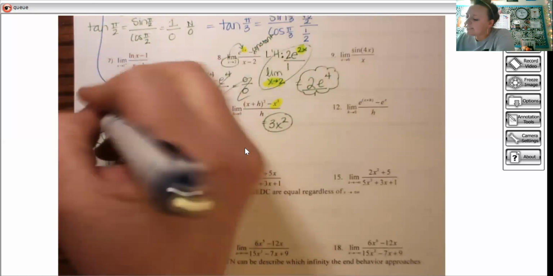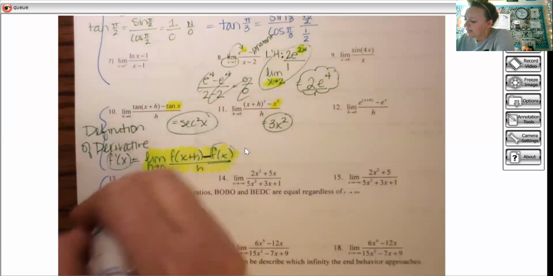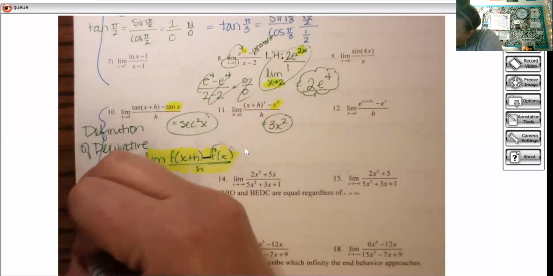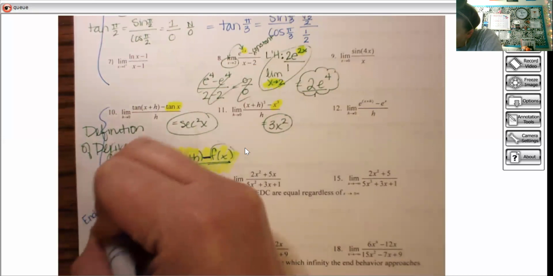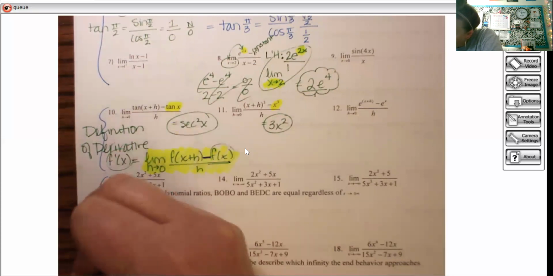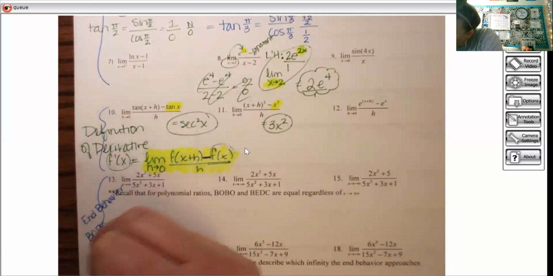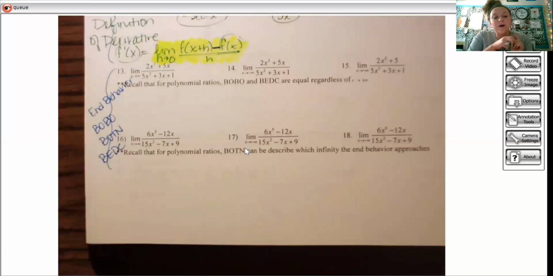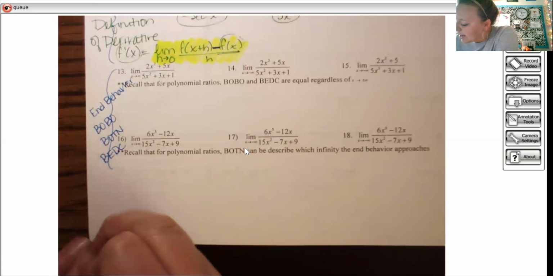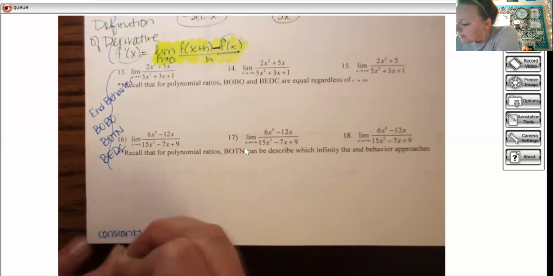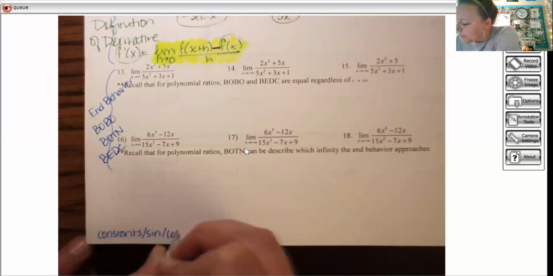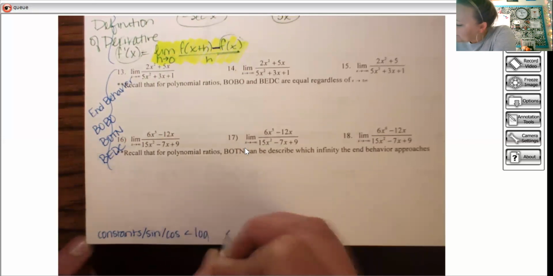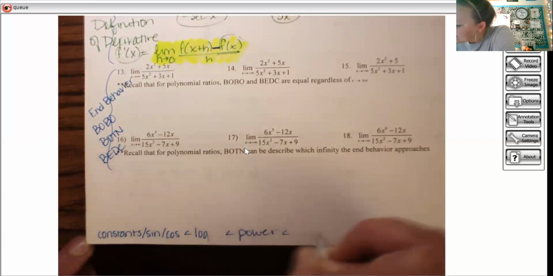All right, so your next section are limits to infinity. Remember, for limits to infinity, you are checking the end behavior of the graph. And remember, the rules that you use for those are BOBO, BOTN, and BEDSEY. Remember that what we are comparing on BOBO, BOTN, and BEDSEY is where the bigger functions are. So the order, I'm going to put it here at the bottom, is that constants are the smallest, along with sine and cosine, then logs, then power, and then exponentials.